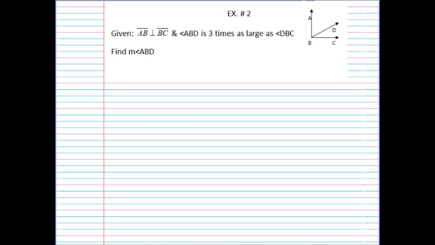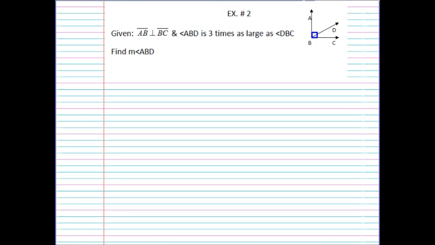So let's read this problem. Segment AB is perpendicular to segment BC, and angle ABD is 3 times as large as angle DBC. Find the measure of angle ABD. Well, the first thing I know I'm going to want to do is put a right angle mark where I have perpendicularity.